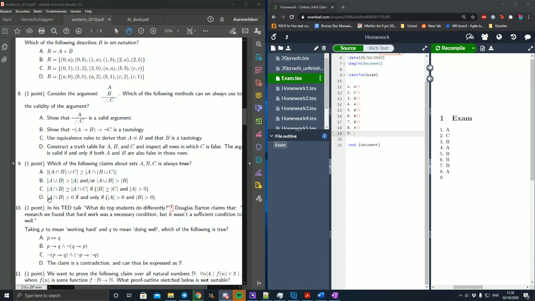I'm not sure which one of these is true because they seem to always be false. It seems like A, because B, C, and D seem to be false, but I don't know. No, it's not A, because if A is empty and C is really big, then it would not hold. Yeah. Indeed.